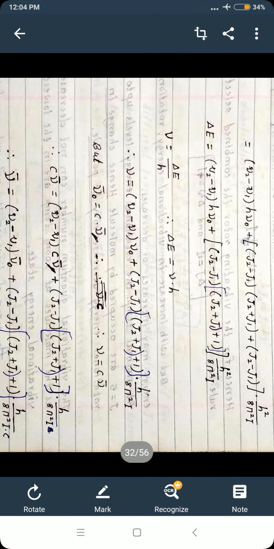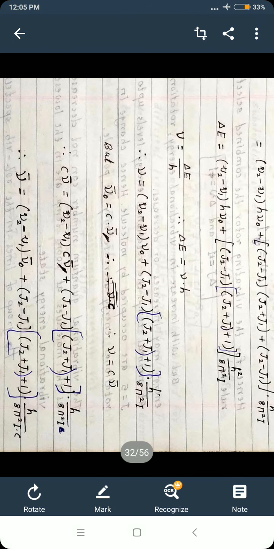Then again, that frequency nu is equal to c into nu bar, the wave number nu bar. Therefore, c into nu bar is equal to (v2 minus v1) c into nu bar 0 plus (J2 minus J1) in bracket (J2 plus J1 plus 1) h squared upon 8 pi squared I into c. Here c remains as it is for the second term, while here the c's cancel. For the frequency, nu 0 is replaced by c into nu bar 0. Therefore, the c's cancel in the first term, and in the second term it remains as h upon 8 pi squared I into c.